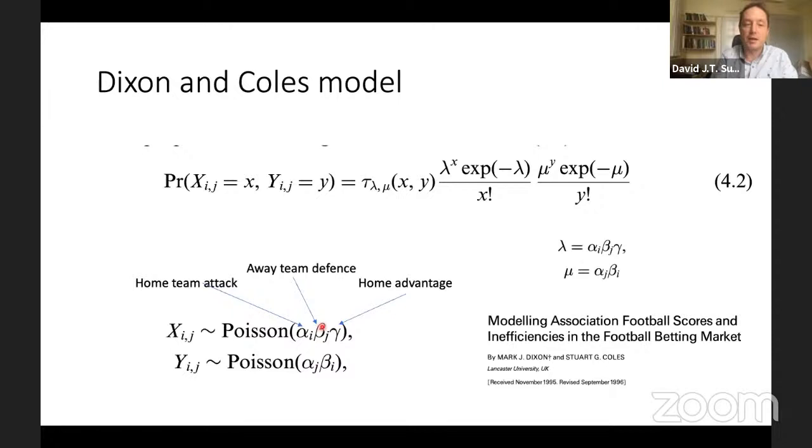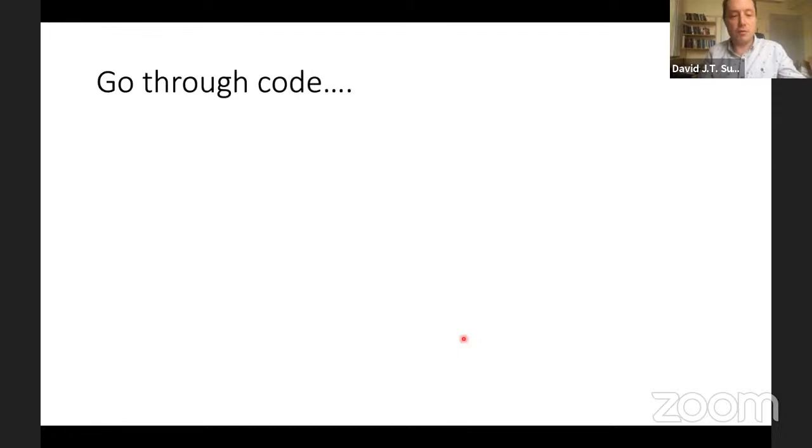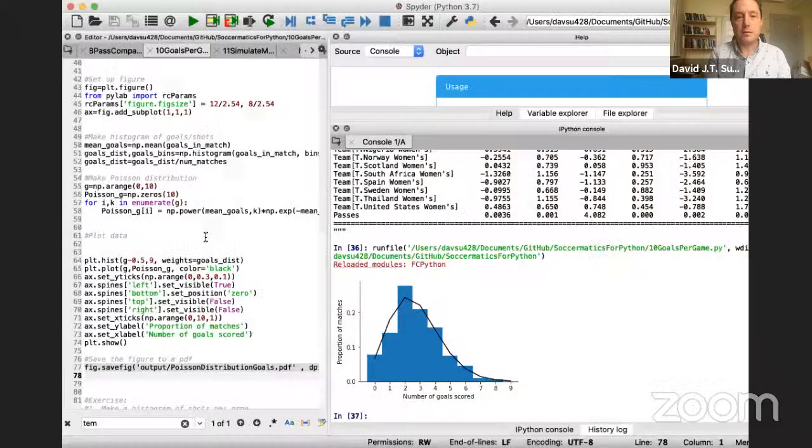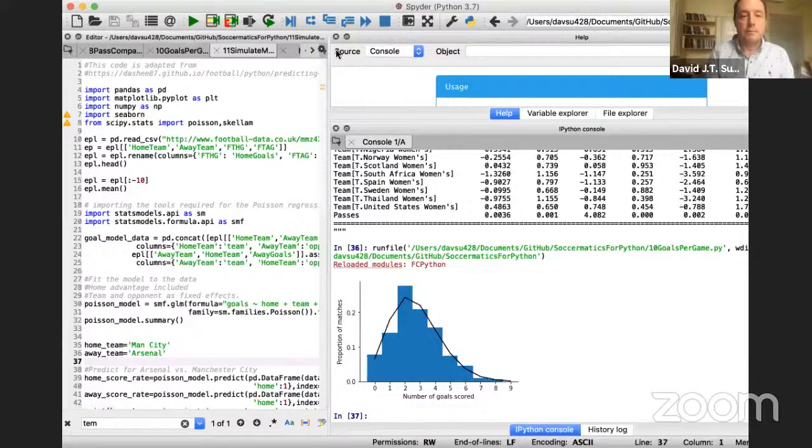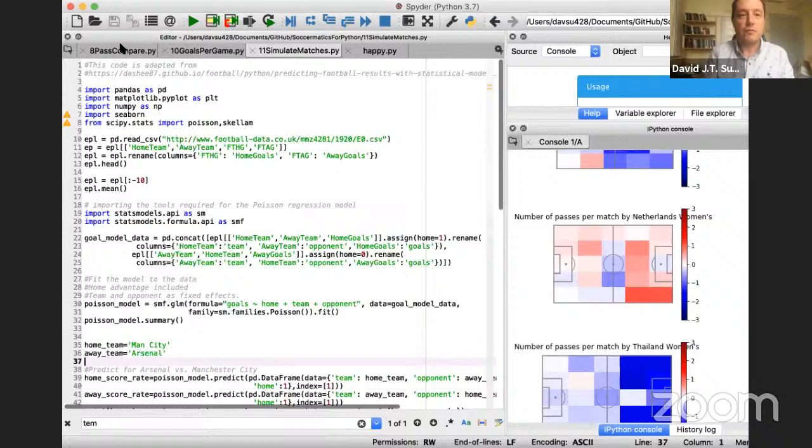And what we do in the code, let me just go briefly. I don't want to get stuck too much into the code, but I do want to give you a feeling for it. I need to share this screen. Just to say overall, the code that I've released today helps you get going with this.